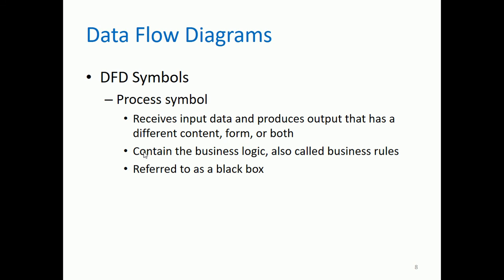Okay, first we have the process symbol. The process symbol receives input data and produces output that has a different content, form, or both. Because, of course, it's like in a computer, data, and then when it's processed, it becomes information. So the data will be transformed to another form. And it contains the business logic, also called business rules, and is referred to as a black box. As I've said, black box does not show you how it is done, but only shows you what is done.